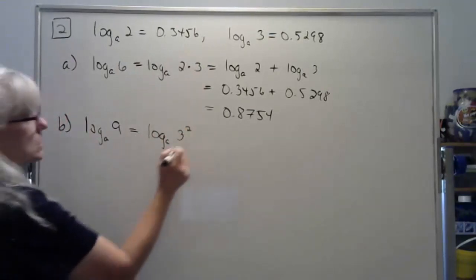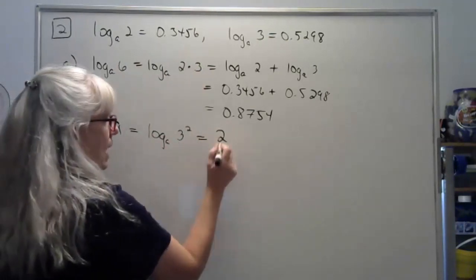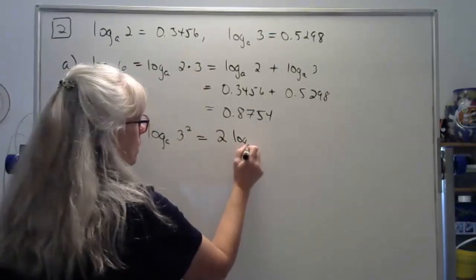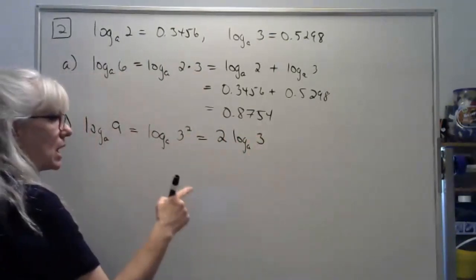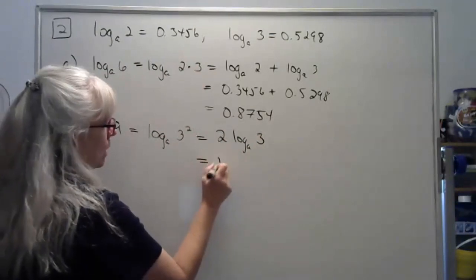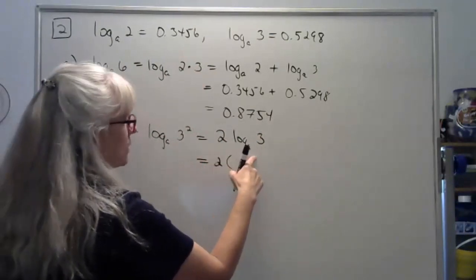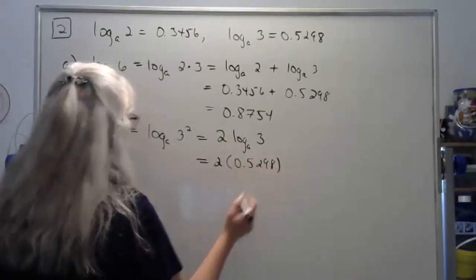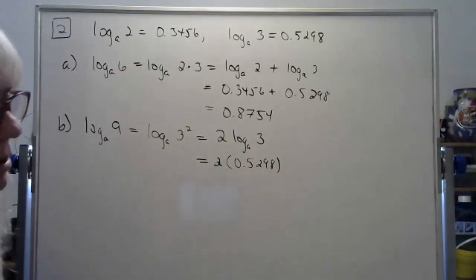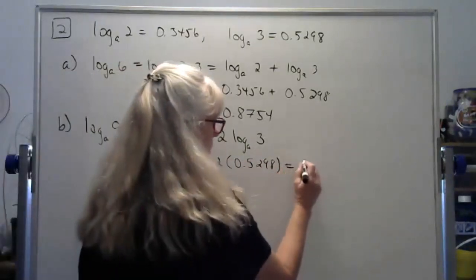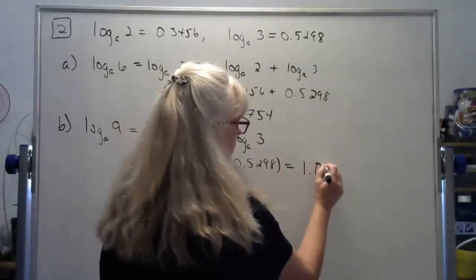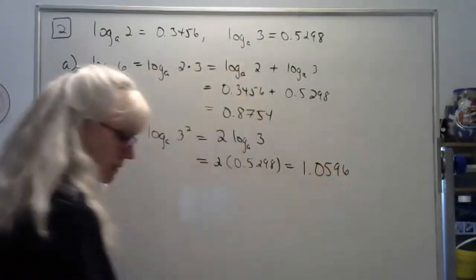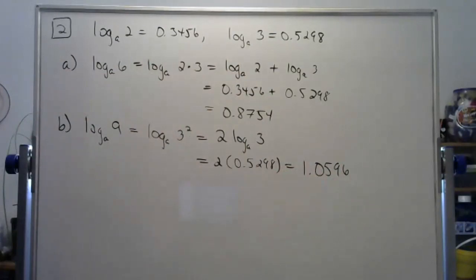And the advantage of writing it this way is using the power property, I can bring the exponent out in front so that I have 2 times the log base A of 3. And then I'll do my replacement. So I'm going to take the log base A of 3 out of it and rewrite it with its decimal, 0.5298. And then we just have to multiply that by 2. So we'll do 2 times 0.5298, and we end up with a final answer of 1.0596.